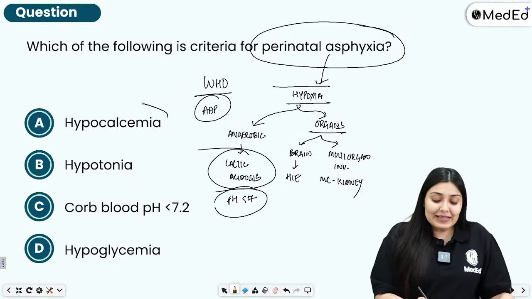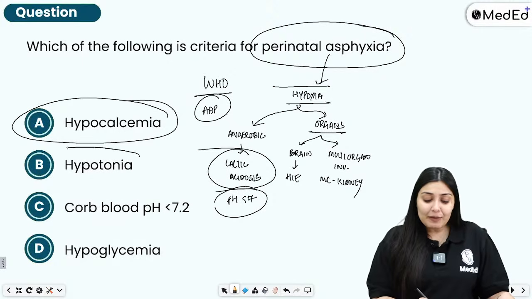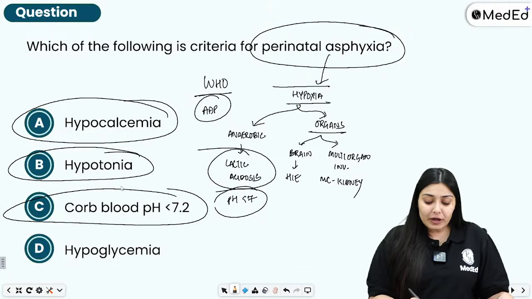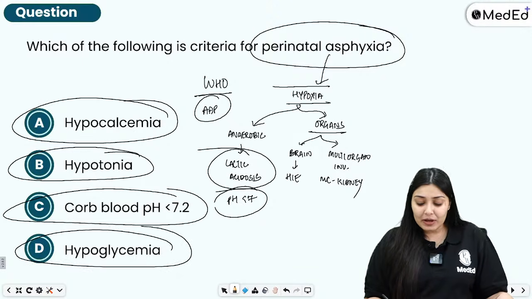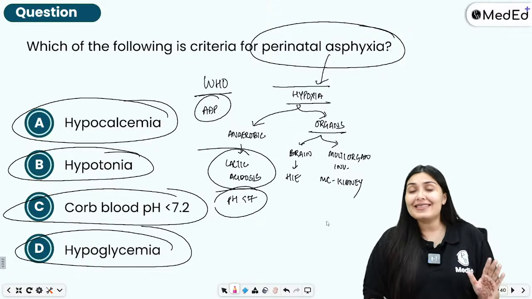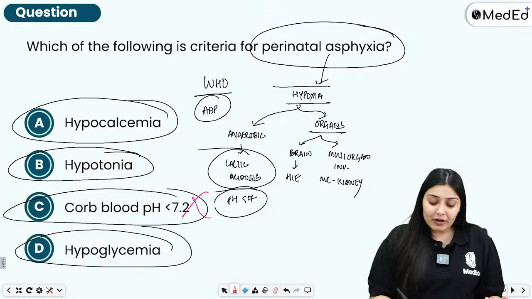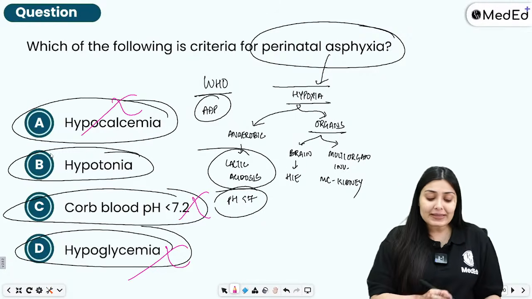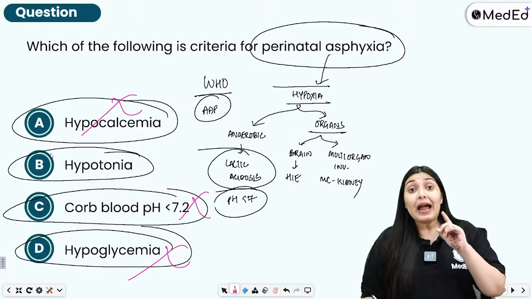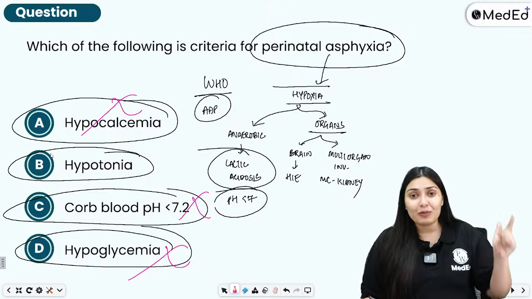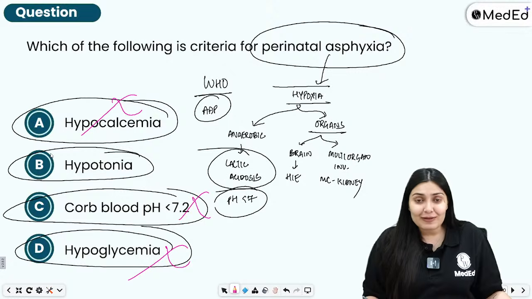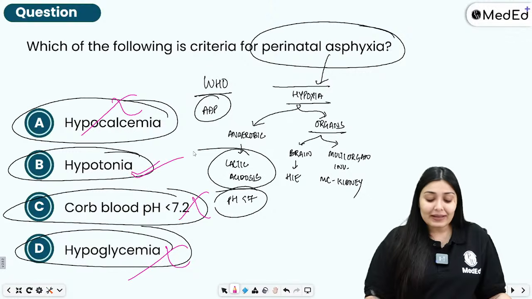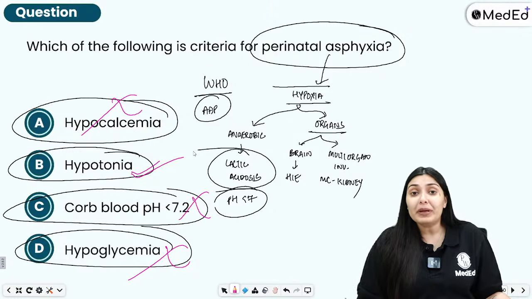So hypocalcemia, hypotonia, cord blood pH, hypoglycemia. I know cord blood pH should be profound, less than 7. So this is not a criteria. Hypoglycemia, not a criteria. Hypocalcemia, not a criteria. But hypotonia tells me problem of the brain, the CNS dysfunction. So this is included in the criteria. The correct option here would be B, hypotonia.